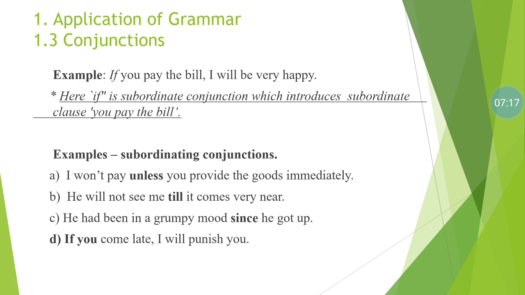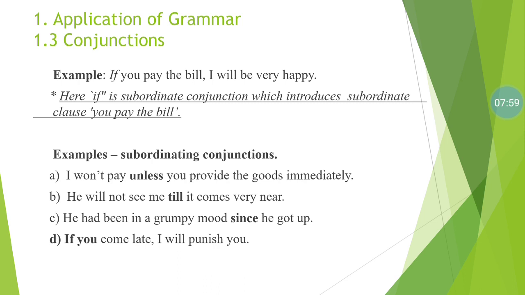I won't pay unless you provide the goods immediately. I won't pay, one clause, and the dependent clause, you provide the goods immediately. These two clauses, one independent and one dependent, are joined by the word unless. Next example, he will not see me till it comes very near. One clause is there, and another one, it comes very near. These two clauses are joined by the word till. Till is a subordinating conjunction used for joining two sentences.